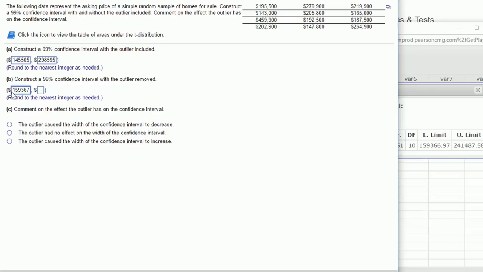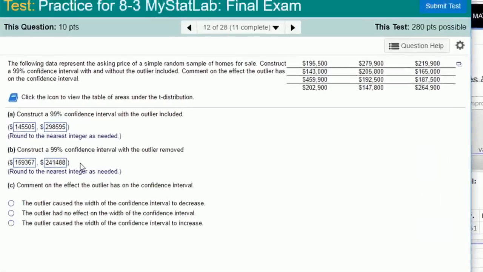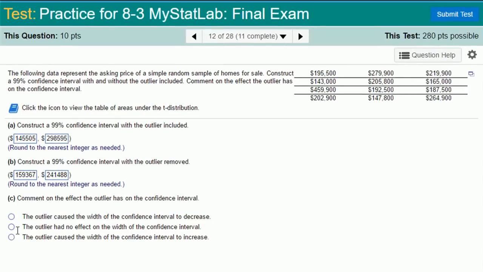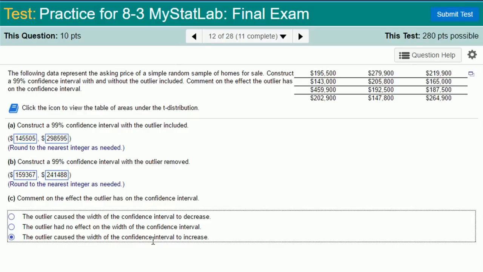My lower bound is 159,367 rounded to the nearest integer. Upper bound 241,488 rounded to the nearest integer. You can see my confidence interval is smaller, and that's the choice I want to make. As for the effect of the outlier on the confidence interval, the outlier caused the width of the interval to increase, right? Because when I removed the outlier, it was not as big.